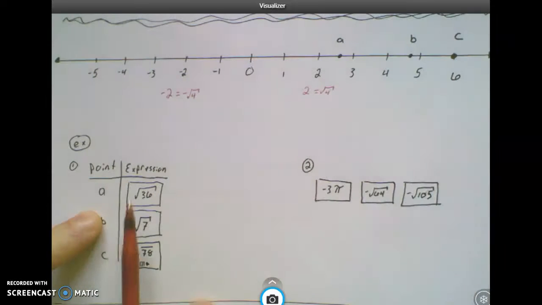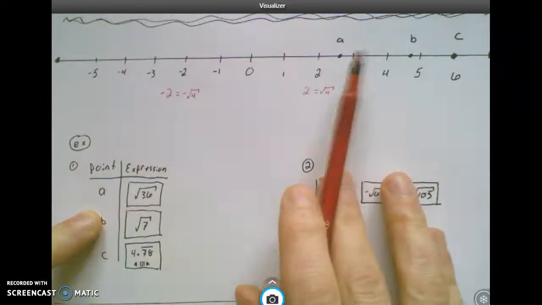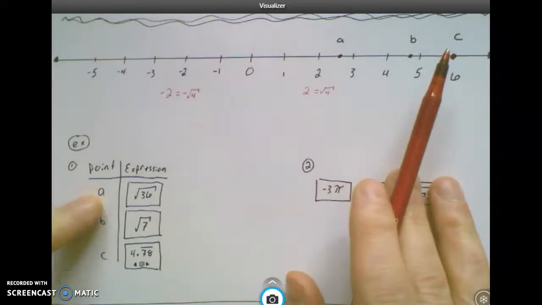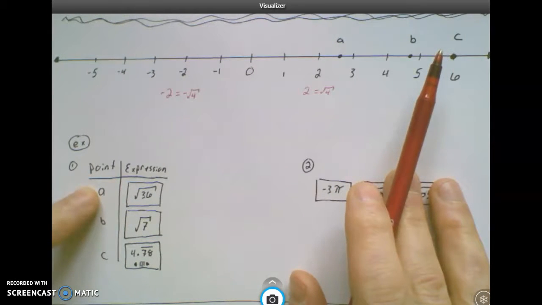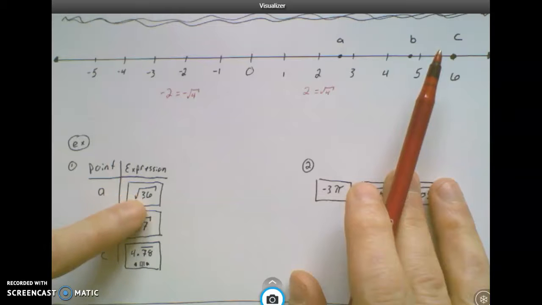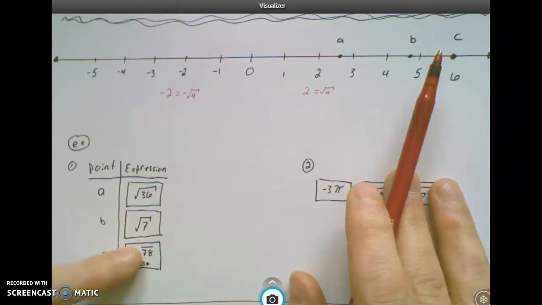So on Khan Academy, they're going to give you a table that looks just like this. There'll be a number line there. On the number line, we'll have the letters that correspond to these points. Okay, and they're not in order, right? A isn't the square root of 36, and so on and so forth. You're going to have to rearrange these boxes. Okay, couple things I just want to point out.